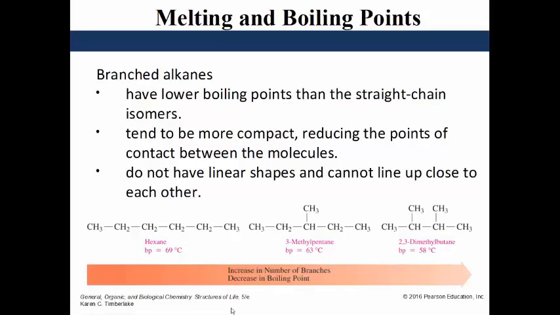And then here, 2,3-dimethylbutane. Boiling point is now 58 degrees Celsius. These all represent the same number of carbons in the compound. So for hexane, there are 6: 1, 2, 3, 4, 5, 6. For this compound, 6 as well, and for this one, 6 too. So the number of carbons in all 3 of these examples are exactly the same. But because it's becoming more and more branched, the boiling point will go down.